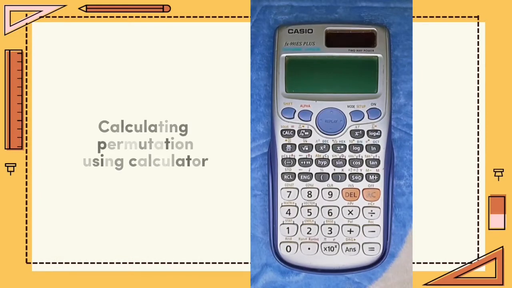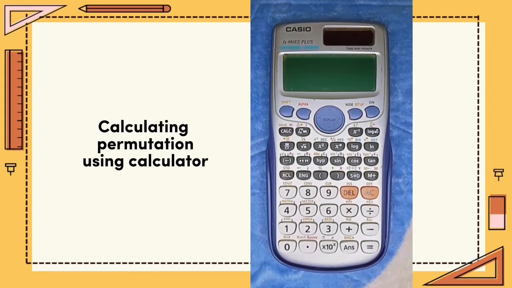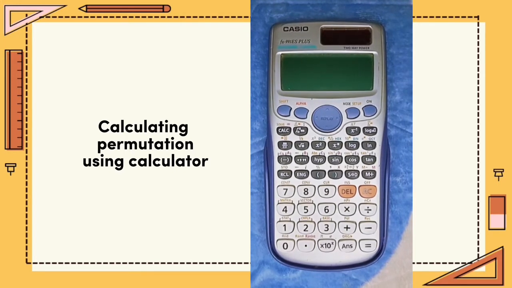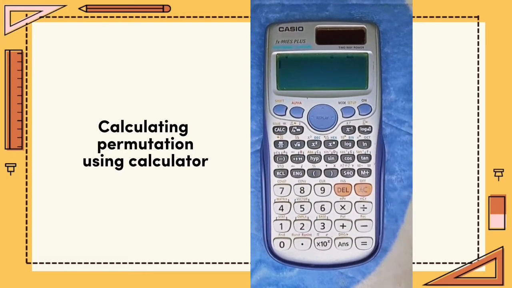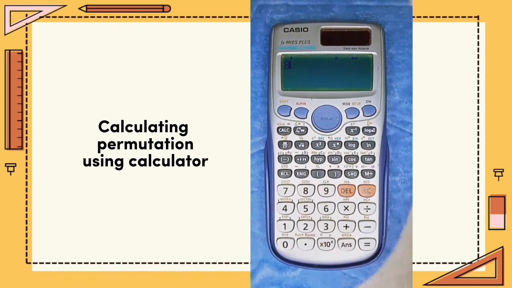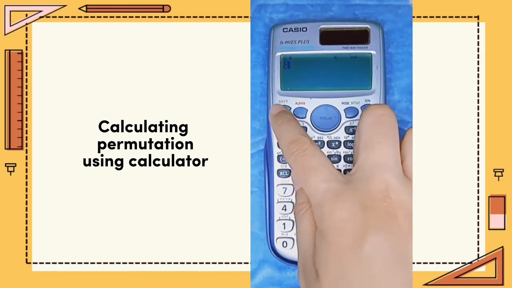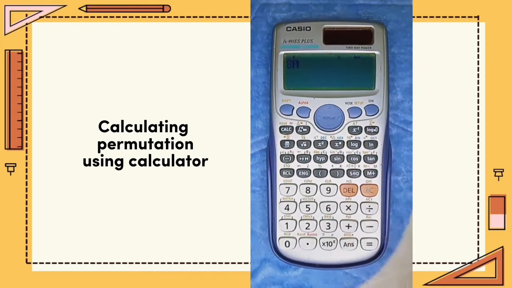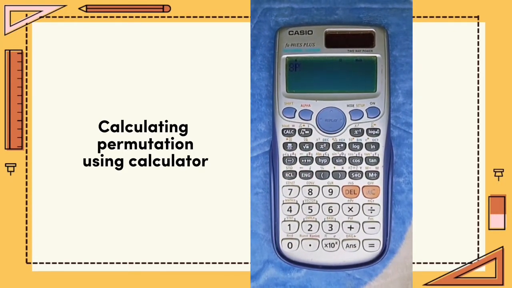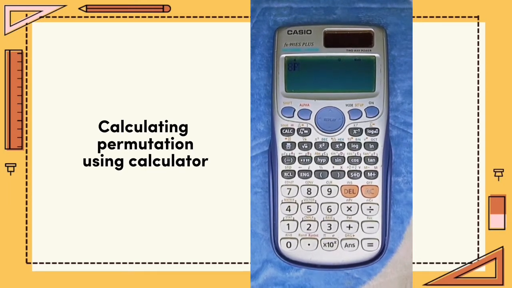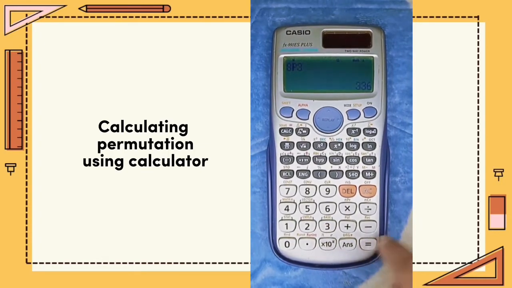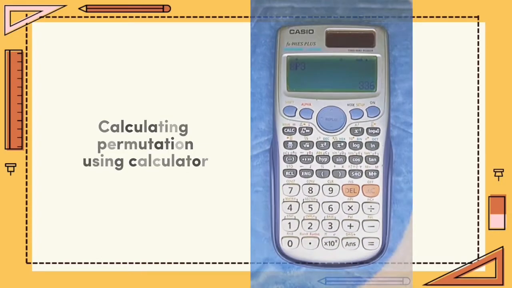How should permutation be calculated for this problem using a calculator? First, you need to turn on the calculator. After that, put the n value, which is 8. And then press Shift and the multiply symbol, and it will display the letter P, which is considered as permutation. Lastly, put the r value, which is 3. Then we get the answer 336.